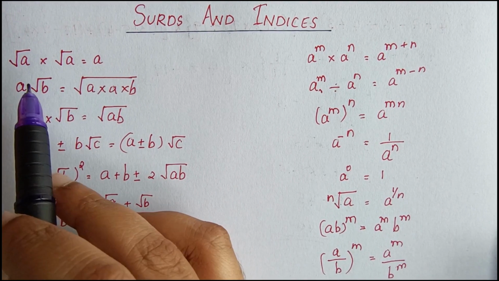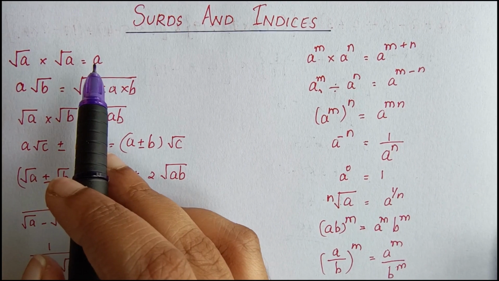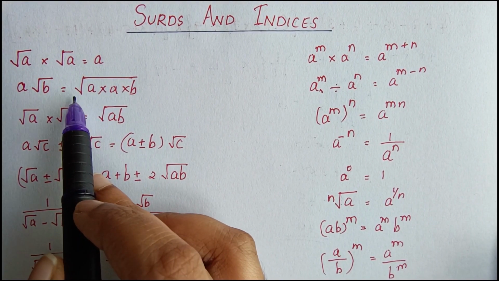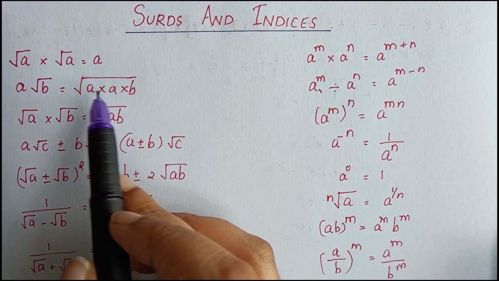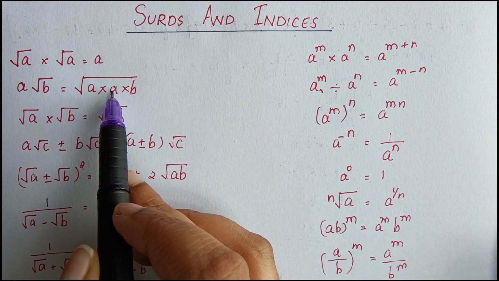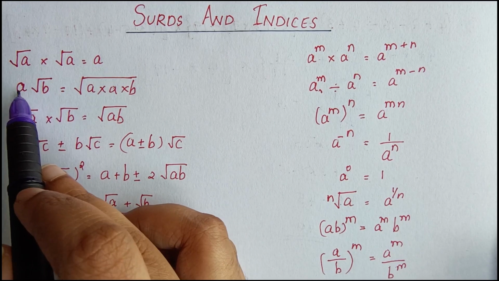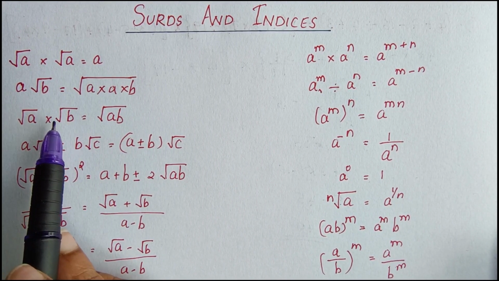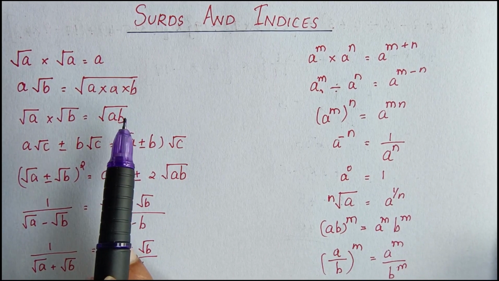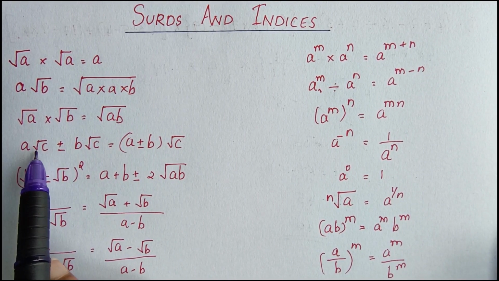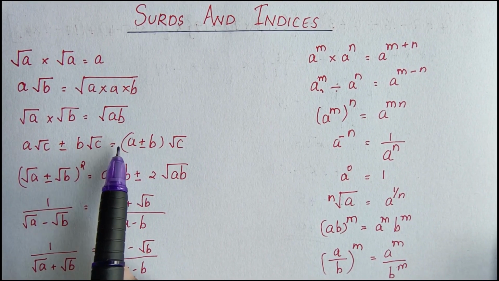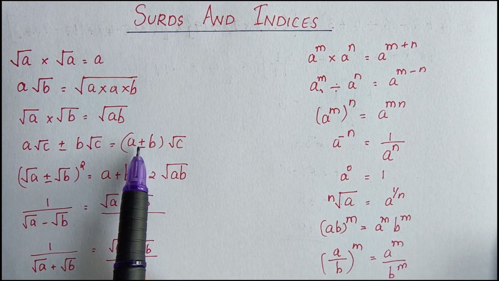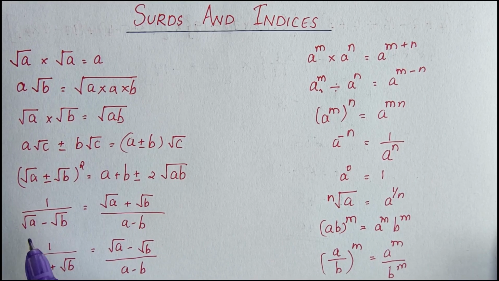First one is root a into root a is a. Next, root a root b is root of a into b. So root of a square becomes a. Now root of a into root of b is equal to root of ab. Next, a root c plus or minus b root c, we can take the common root c outside. So a plus or minus b into root c.